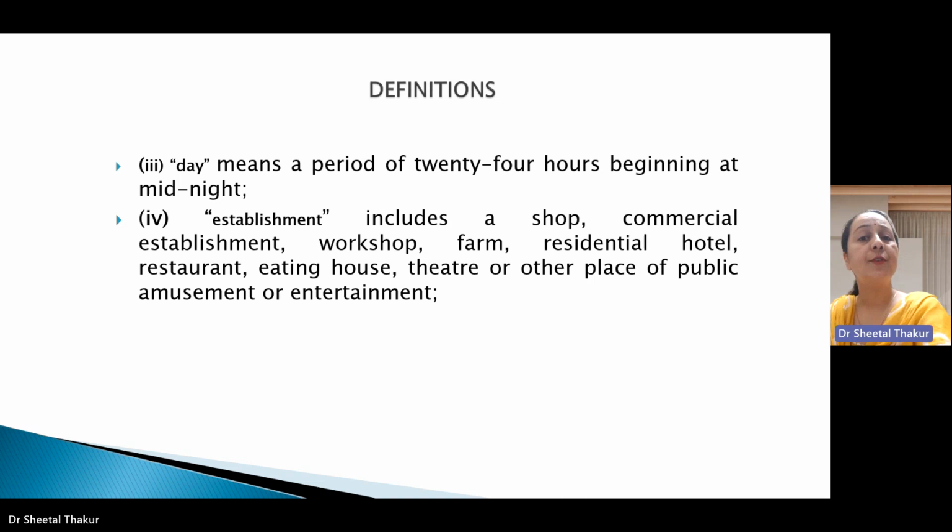Thereafter, they have also defined the term day. Whenever the word day comes under the provisions of this act, it means a period of 24 hours beginning at midnight. And they have also defined the term establishment, which includes a shop, commercial establishment, workshop, farm, residential hotel, restaurant, eating house, theater, and other places of public amusement and entertainment.